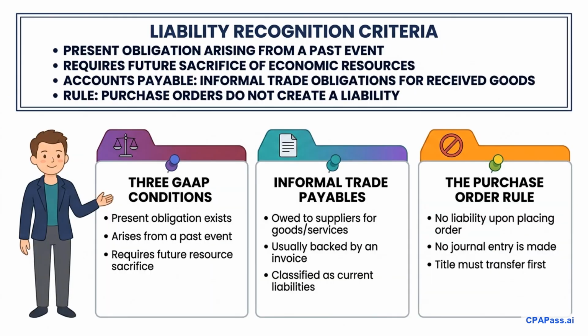To secure these points, you must know what triggers a liability. Under GAAP, three strict conditions must be met: a present obligation arising from a past event, requiring a future sacrifice of economic resources. Accounts payable represents informal trade obligations to suppliers for goods or services already received. A classic examiner trap is trying to make you record a liability when a company merely places a purchase order. Remember, a purchase order does not create a liability. No journal entry is made until the goods are actually received or legal title transfers. This is where the money trail begins.